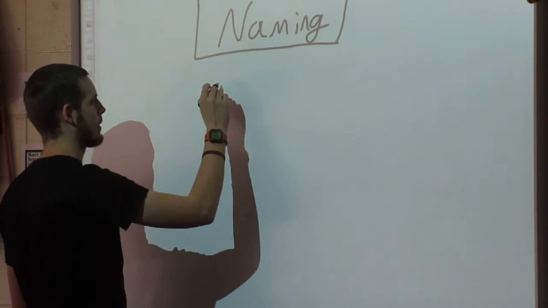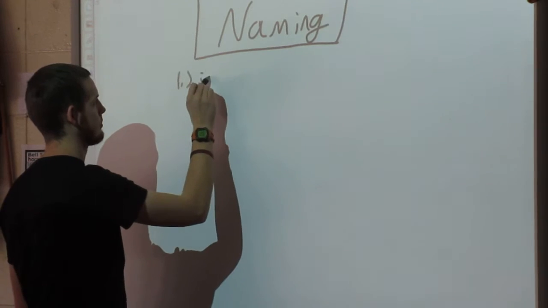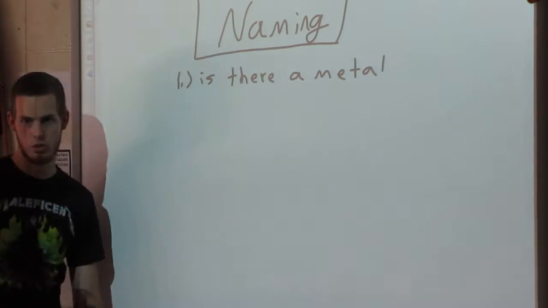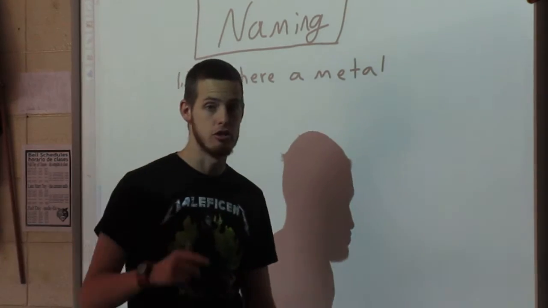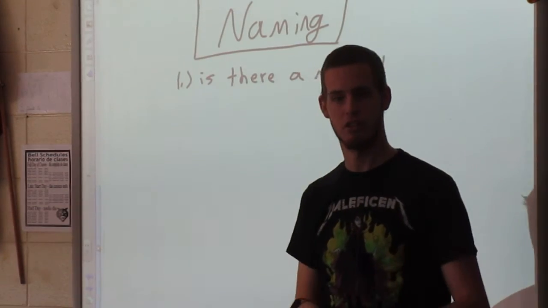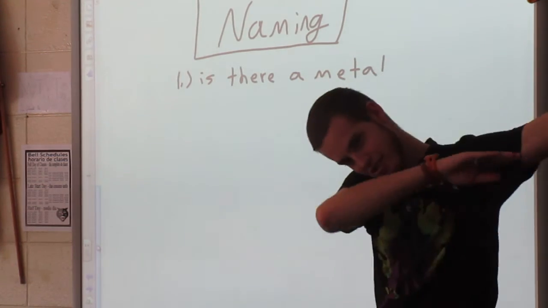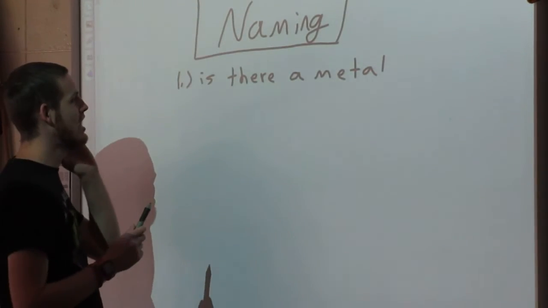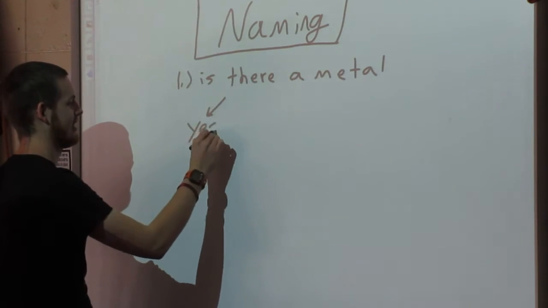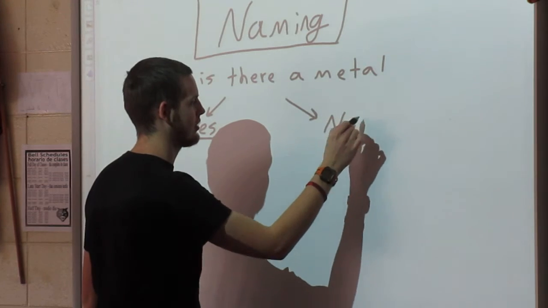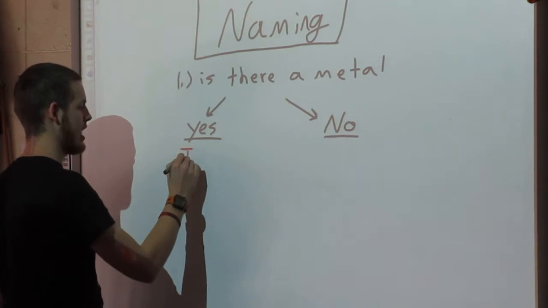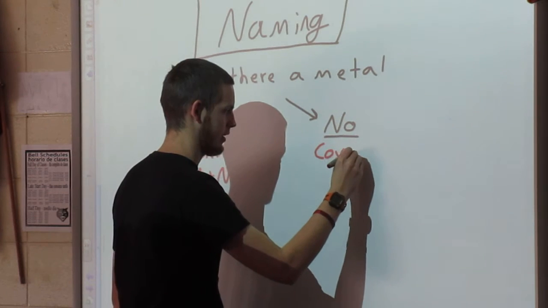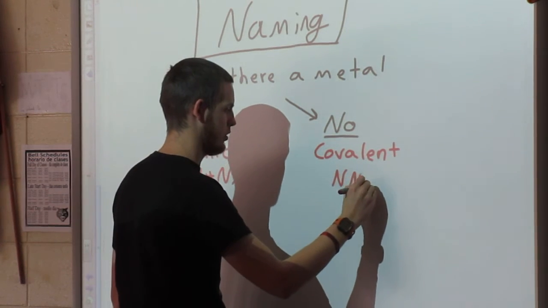First thing you need to determine, is there a metal? There is a flowchart that you can use. Honors, I'm pretty sure you can use it. Regular, I know you can use it for a fact. Magnet, you may not use it. I already told you that. Here. If there is, or if there is not, I can tell you a lot. These will be the ionic compounds, metal, non-metal, these will be covalent, non-metal plus non-metal.